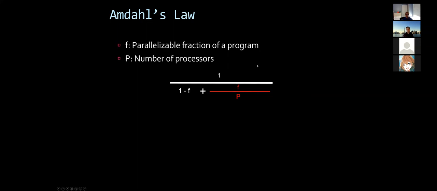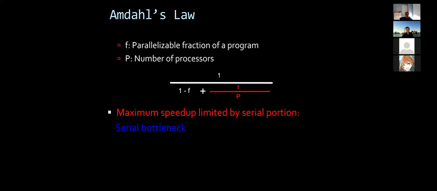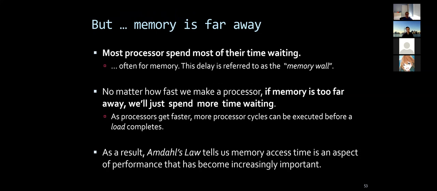This is the reason why, if you want to optimize the code, your first step is to get a profile of your code: how much time is spent in each function, how hot it is versus how cold it is, and then optimize the hottest code. So maximum speedup is limited by the serial portion, which is called the serial bottleneck. Okay.